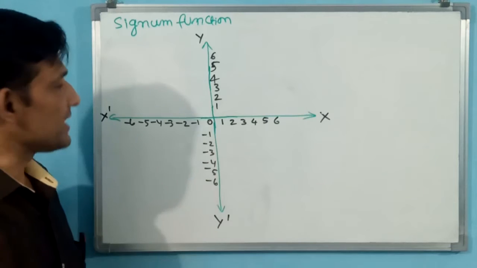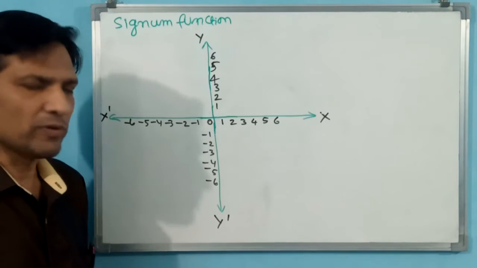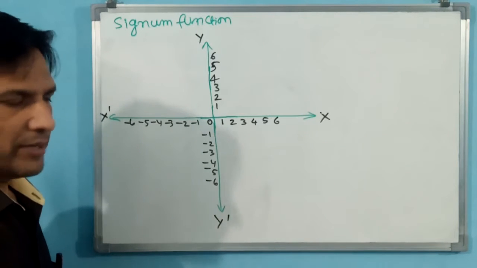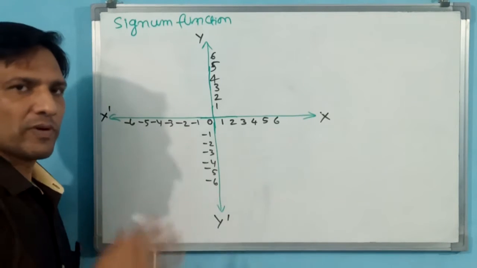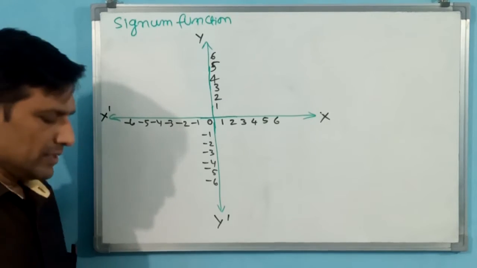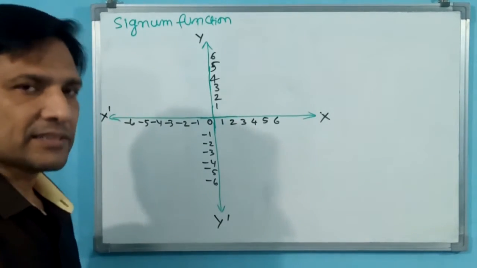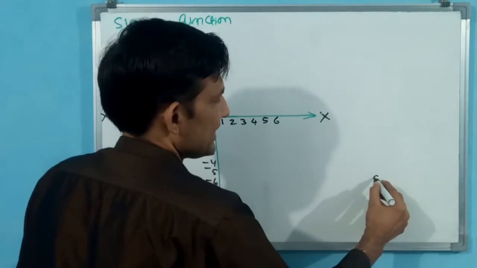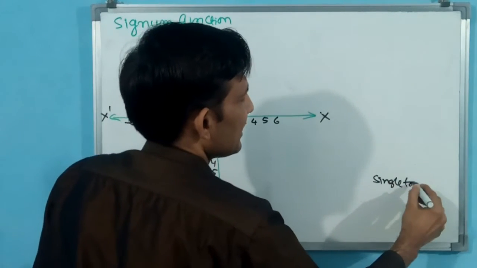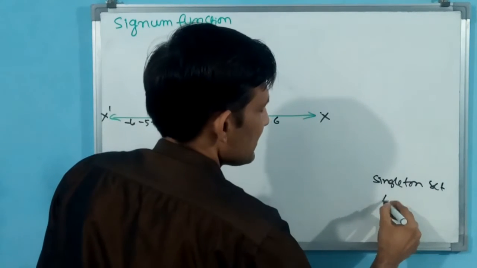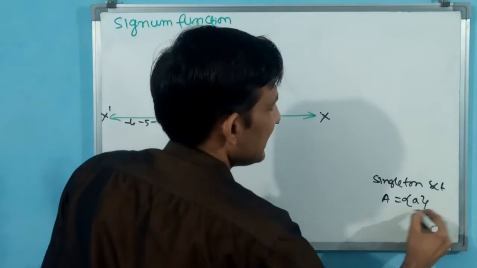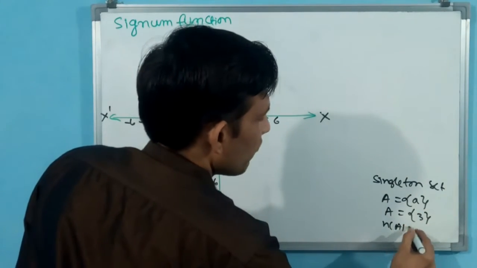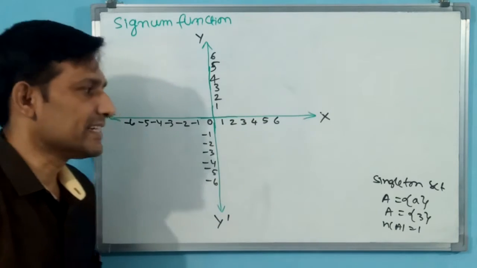Now let us understand the signum function. The signum function is also one type. Afterwards, the last one, the greatest integer function, will be there, and then the explanation about functions will be over. Okay. Signum function. In sets also I have told about the singleton set. If any set has only one element, A may be 3, but the number of elements is only 1. That is called a singleton set.